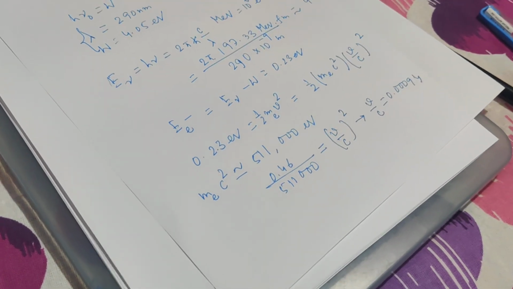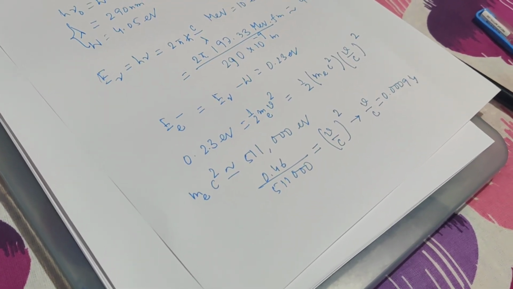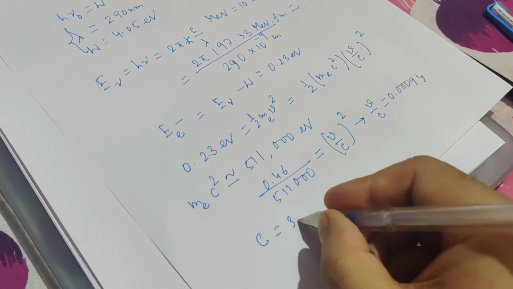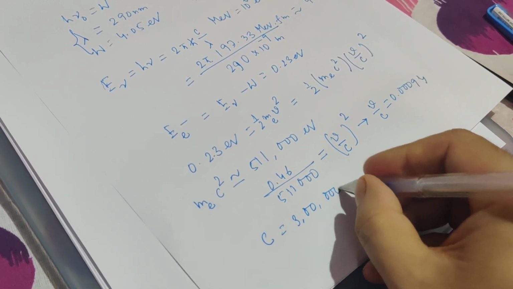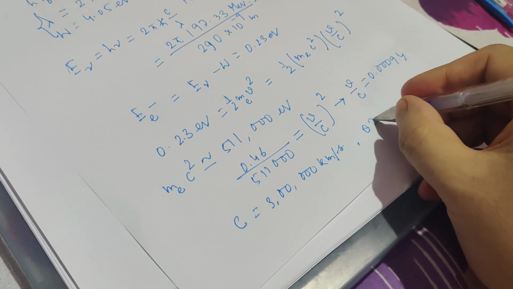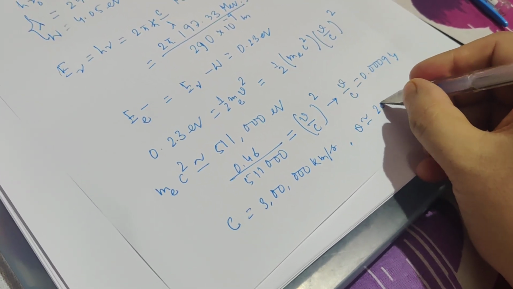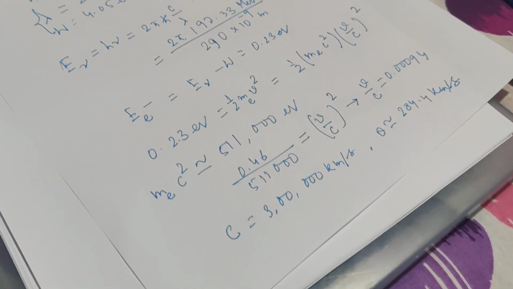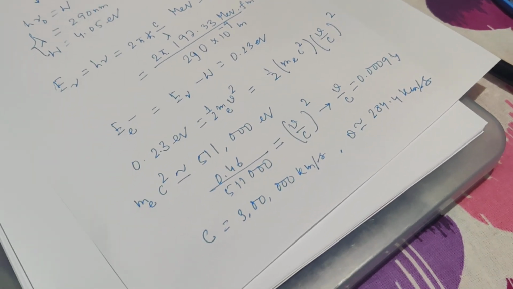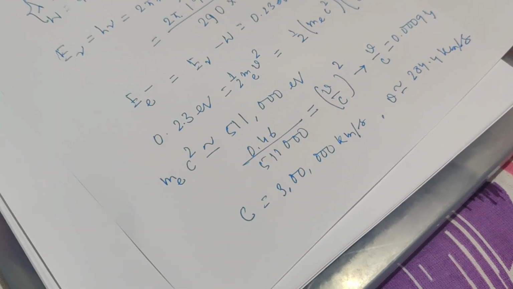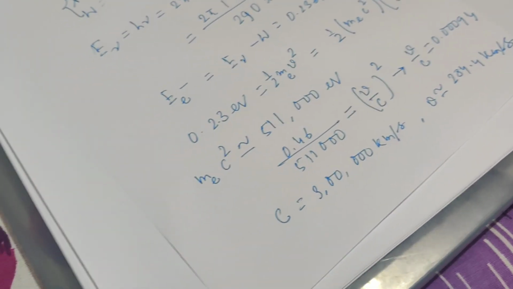So it turns out that v by c is of the order of 0.00094, and with our conventional c of 300,000 kilometer per second, we can get v as 284.4 kilometer per second. So we estimate the velocity of the photoelectrons, and we can also predict the speed of those electrons.